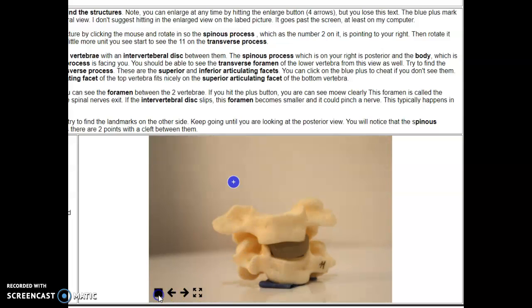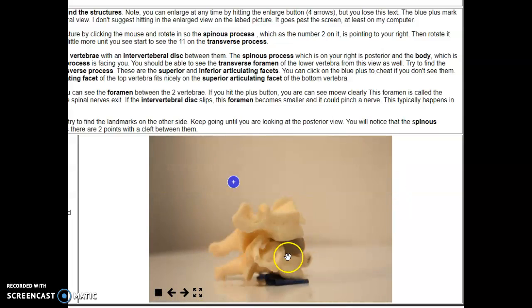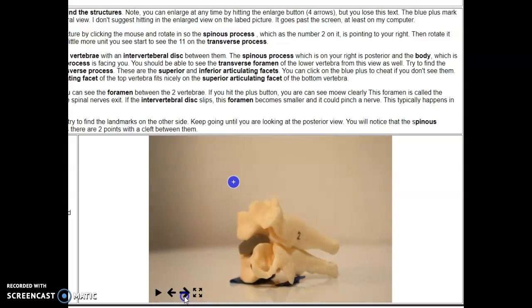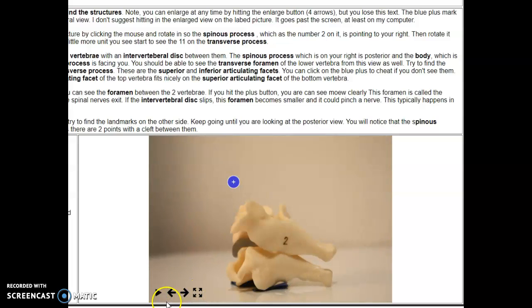We have this, which plays it. It should be playing when you start it. It makes me dizzy watching it go around and around, so I usually stop it. Left, right, and this blows it up.